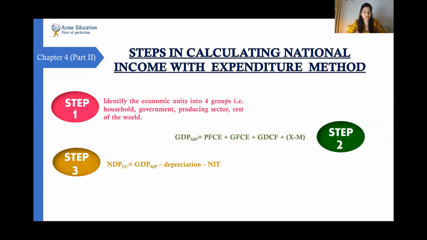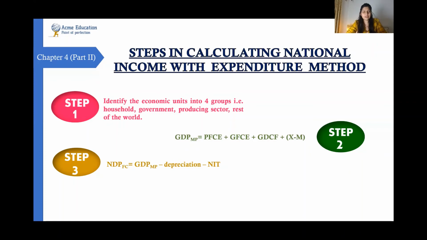That is, first you need to check that we need to go from the gross to the net. We already have our gross domestic product and we need to go to the net domestic product. So to go from gross to the net, we need to deduct depreciation.